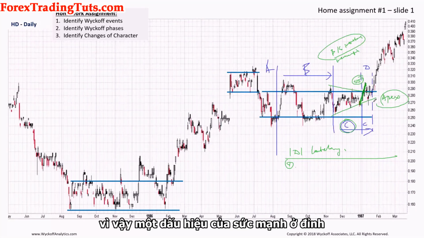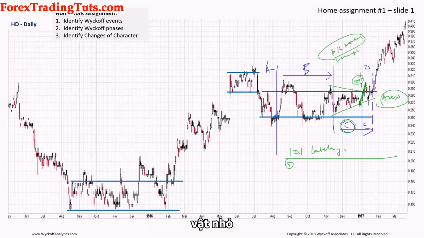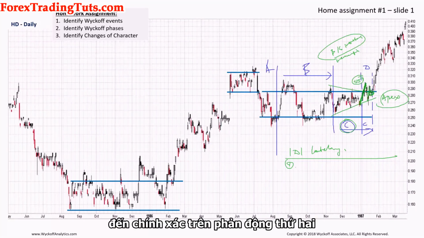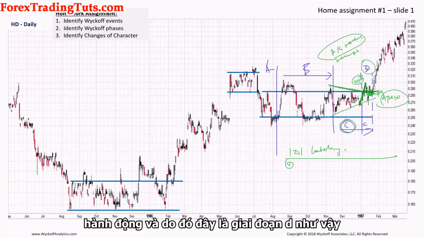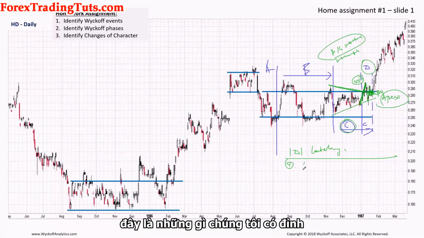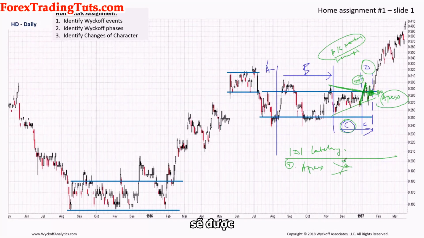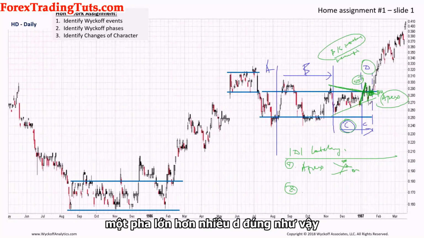So a sign of strength in the apex formation is always going to be that small thing, and then the backing up action comes exactly on the second reactionary leg to the downslope in the resistance. So that acts as a backing up action, and therefore this is phase D. So this is what we have: apex, and then a sign of strength that is going to be just a little bit small. And then the second label in here, which is also acceptable, is going to be more about a much larger phase D, right?